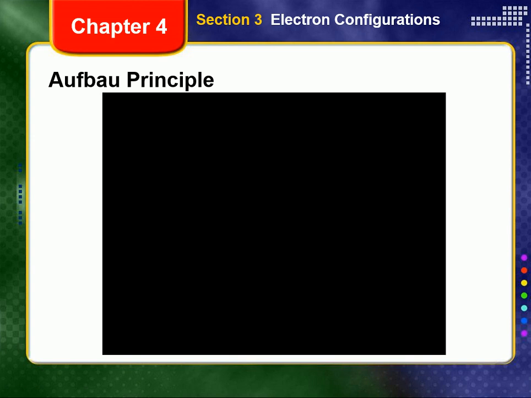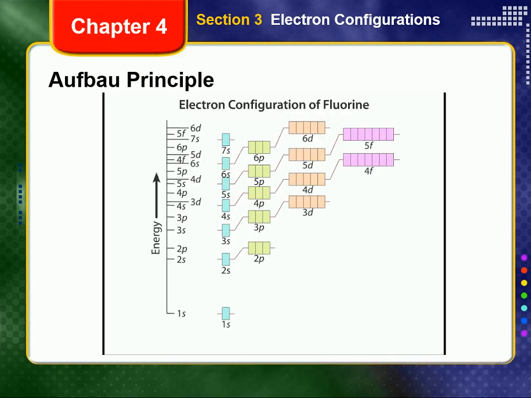The Aufbau principle states that an electron occupies the lowest available energy orbital. The Aufbau principle is used to describe the order of electrons in an electron configuration. For example, fluorine has 9 electrons. To find the electron configuration of fluorine, simply fill electrons into the orbitals in order of increasing energy.